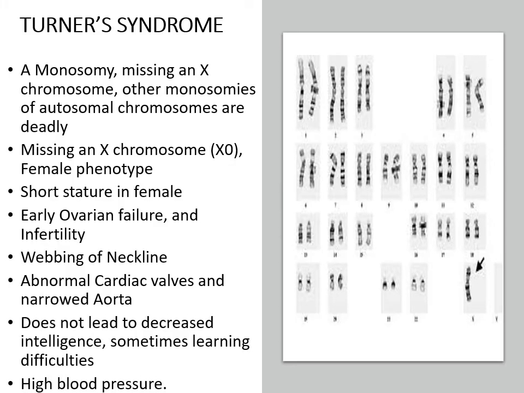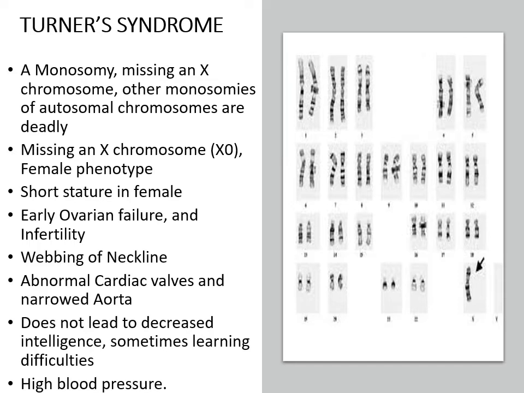Okay, so here's Turner syndrome, and there's a karyotype on the right. So let's look at the bottom right. Okay, it's missing an X chromosome completely, and that's why we refer to it as XO instead of XX. Okay, so we're going to call it a monosomy because there's just one X chromosome.